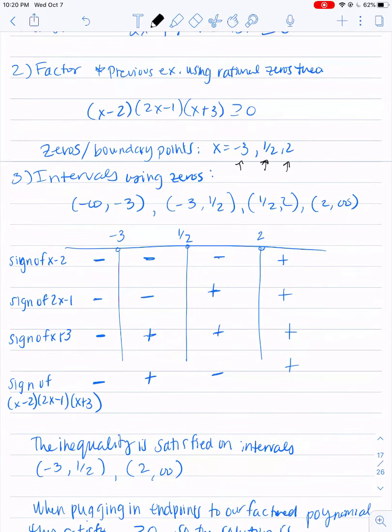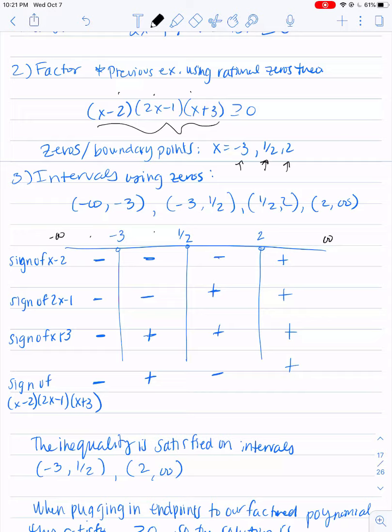Now we do our table, and we use our intervals. We have negative infinity over here and infinity over here, and we have our zeros, negative 3, 1/2, and 2. We break this up into the sign of x minus 2, the sign of 2x minus 1, and the sign of x plus 3. If we find the sign of each of those, when we multiply the signs together, we get the sign of the whole thing.